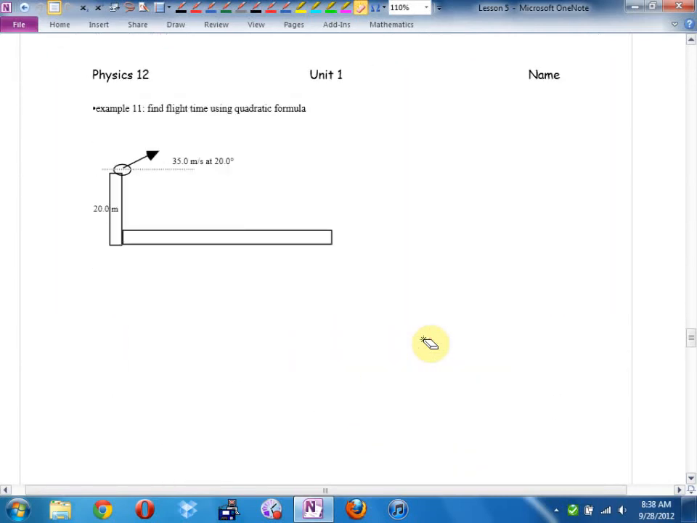Example 11 says find the flight time using the quadratic formula. Cliff at an angle. First thing I'm going to do is remind myself I'm going to break this up into horizontal and vertical. John, am I at an angle? Yeah. Then, rats, I'm going to have to go components here. I'm not going to use that 35 meters per second. It's never going to appear in the rest of my work.